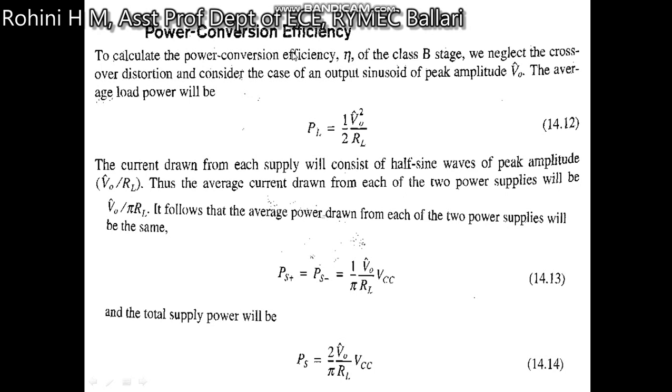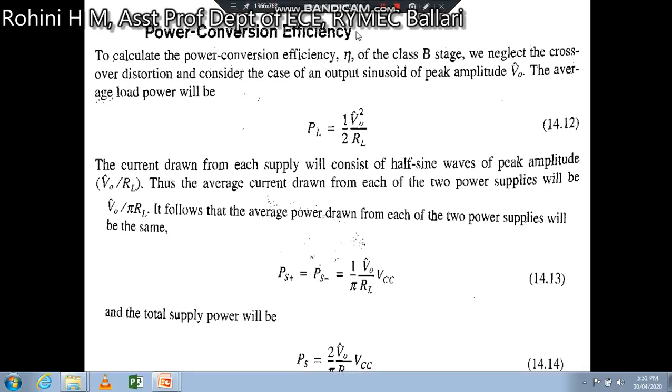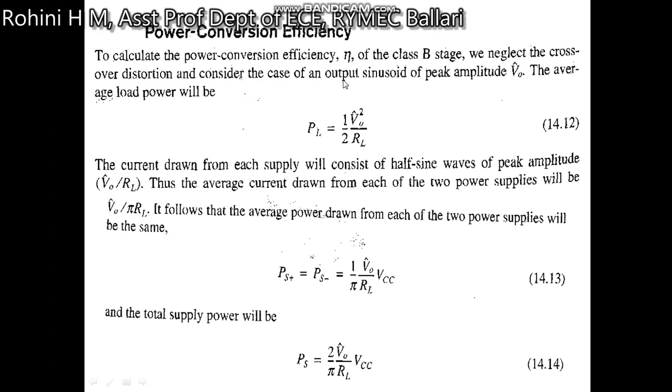So next is power conversion efficiency. To calculate the power conversion efficiency eta of the class B stage, we neglect the crossover distortion and consider the case of the output sinusoid of peak amplitude V0. The average load power PL is given by V squared by R, so it is 1 by 2 V0 squared by RL.